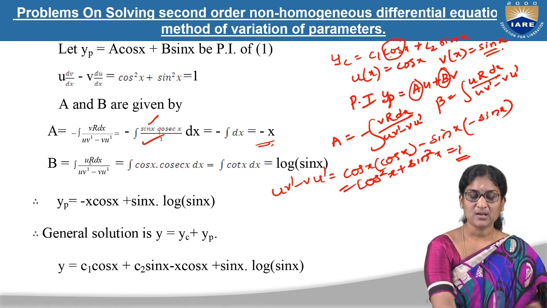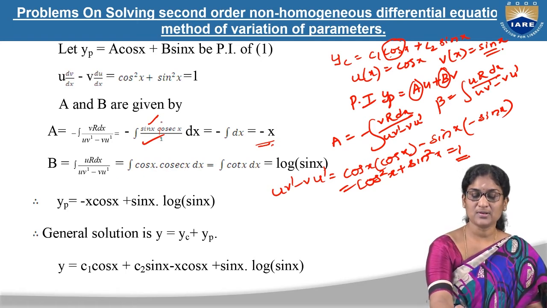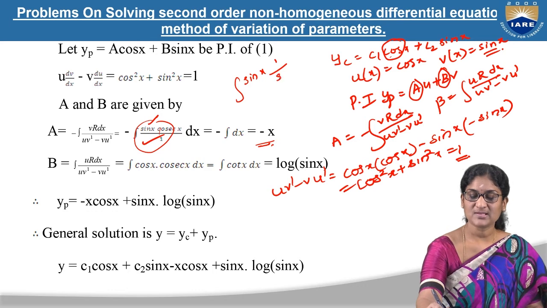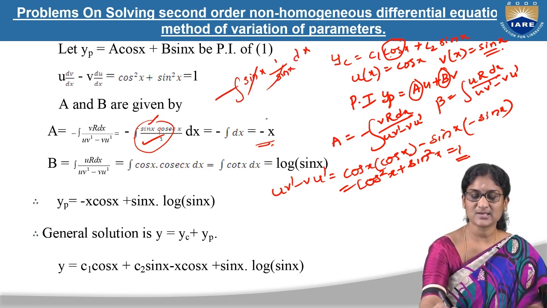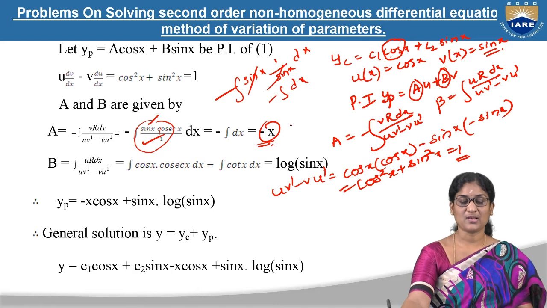So here, in A, you can see that sin x into cosecant x, and cosecant x can be written as 1 by sin x. So sin x gets cancelled, leaving minus integral of dx, which is nothing but minus x. So that is how we get the minus x value.